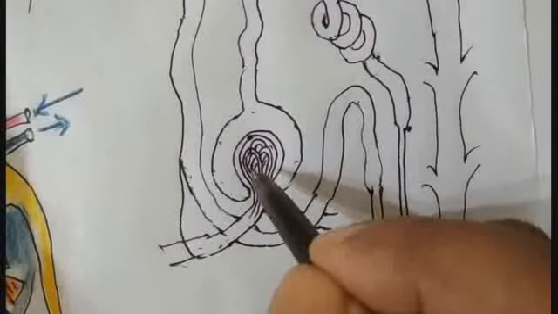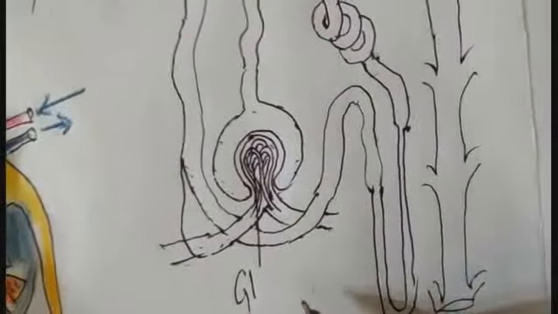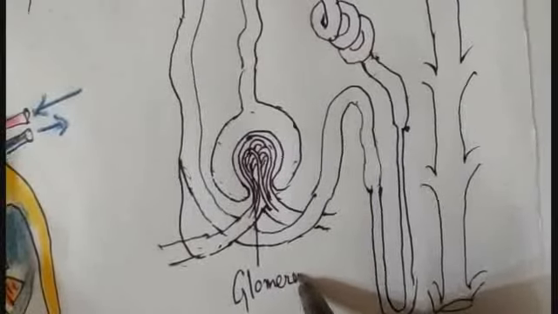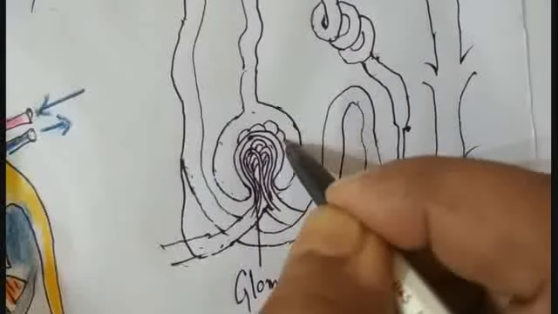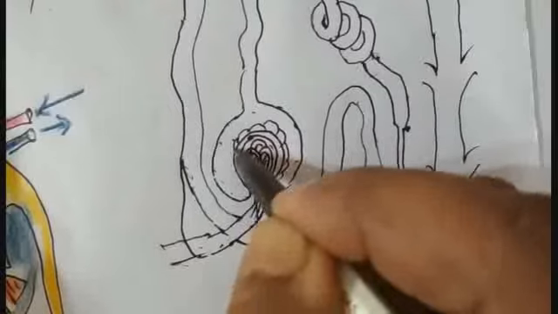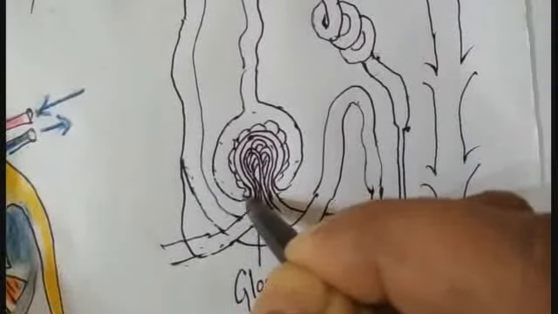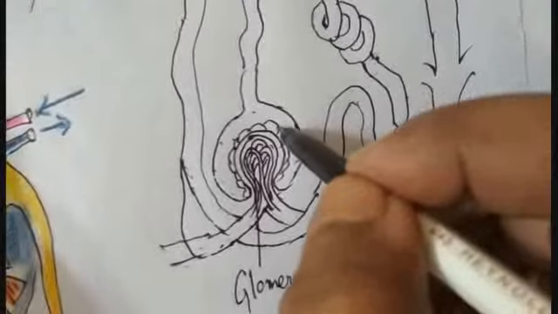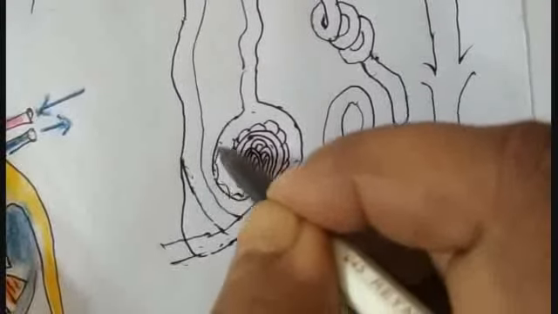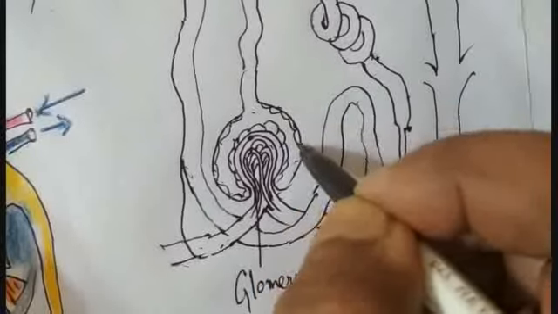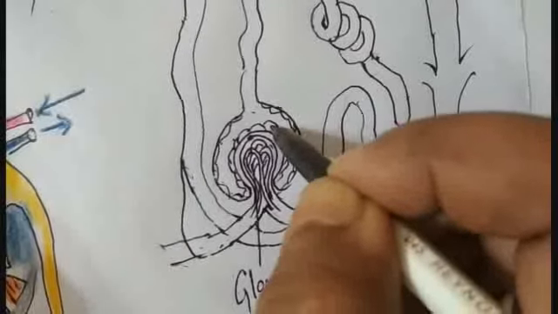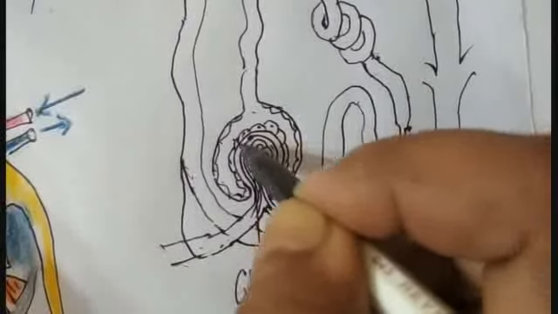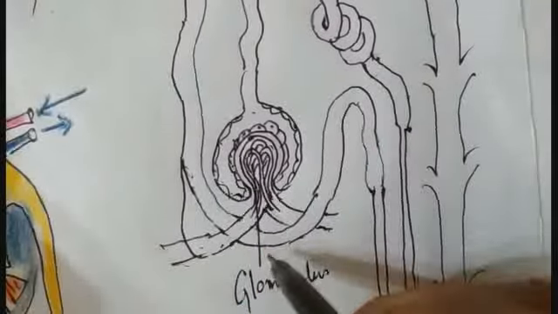Now I have completed the structure of a nephron. This one is the glomerulus. These are the podocytes of Bowman's capsule, which are situated in its visceral layer, and these are the parietal layer. In between the podocytes, filtration pores are there.